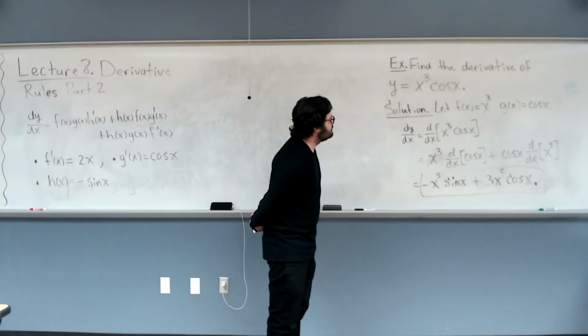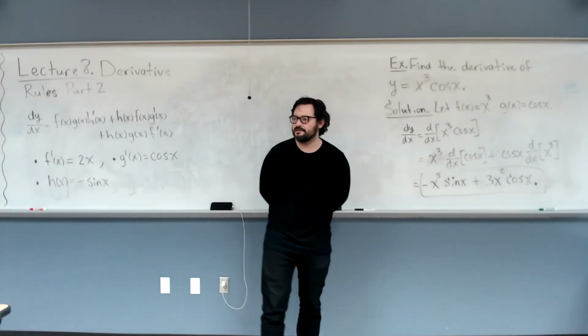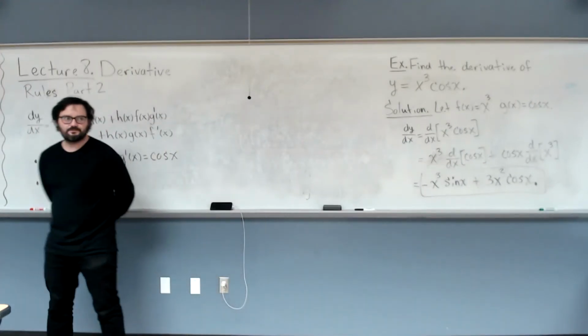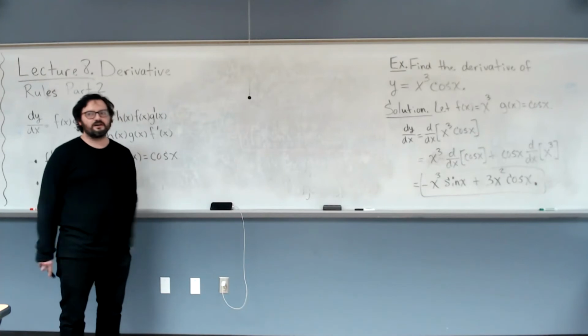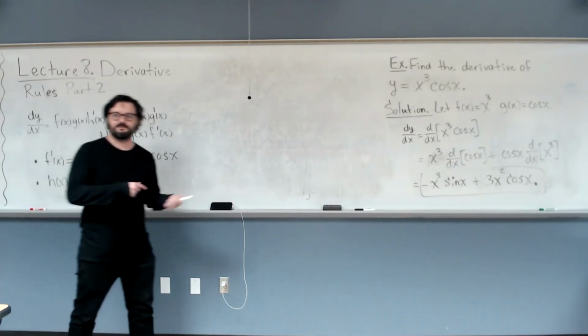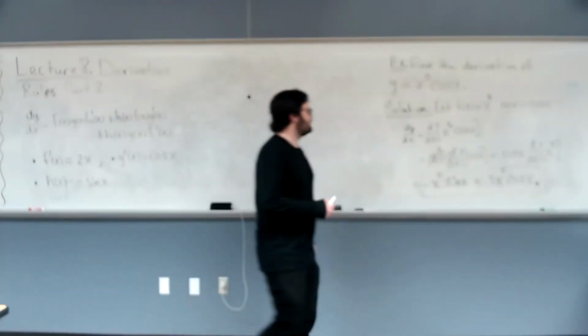Now, we've just been applying this theorem kind of blindly. Why would it make sense for this to work? Why is it that it's the derivative of one times the other plus the derivative of the second times the first? Why does that sum make sense?